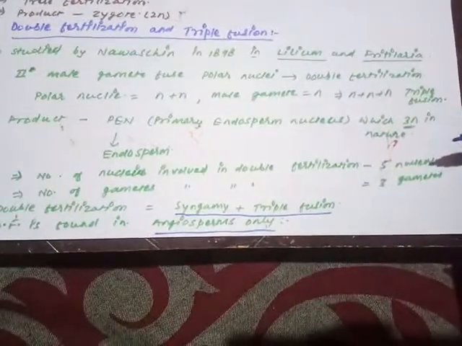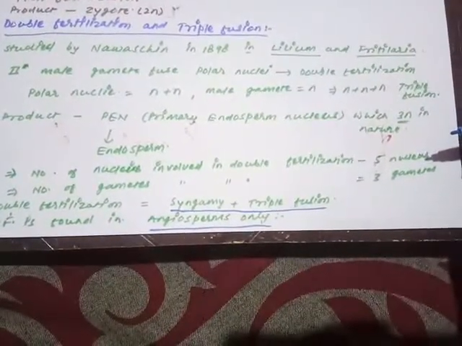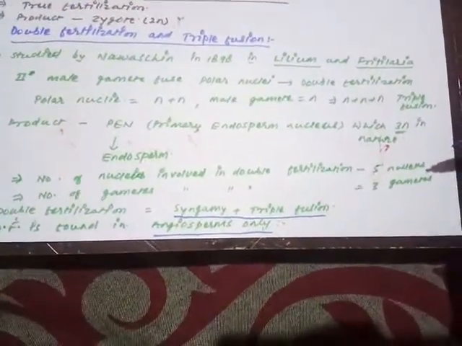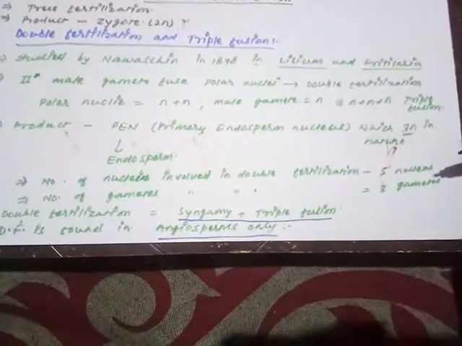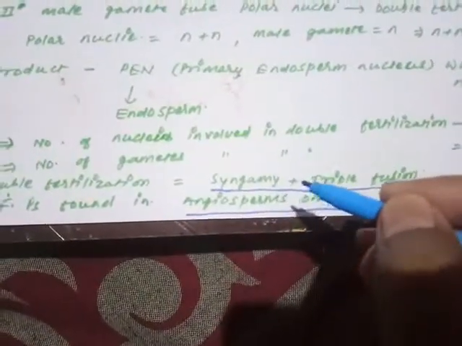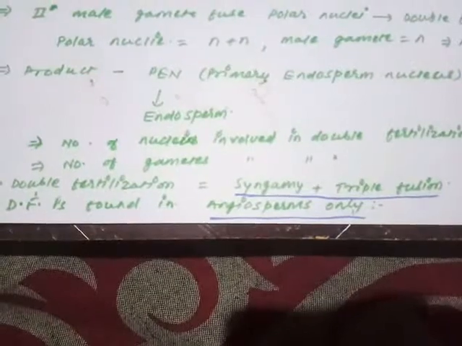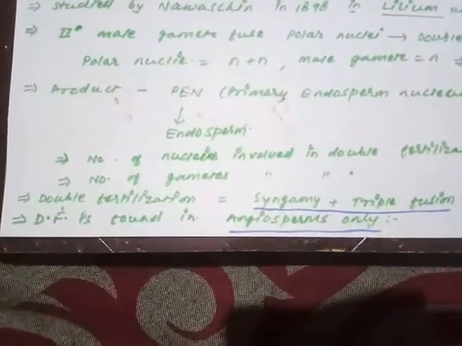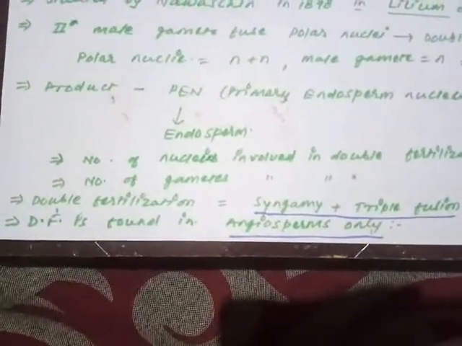And how many gametes are used in the double fertilization? 3 gametes: 2 male gametes and 1 female gamete are required. So in conclusion, what is double fertilization? Syngamy plus triple fusion is equal to double fertilization. Why is this referred to as double fertilization? Because fertilization occurs twice.